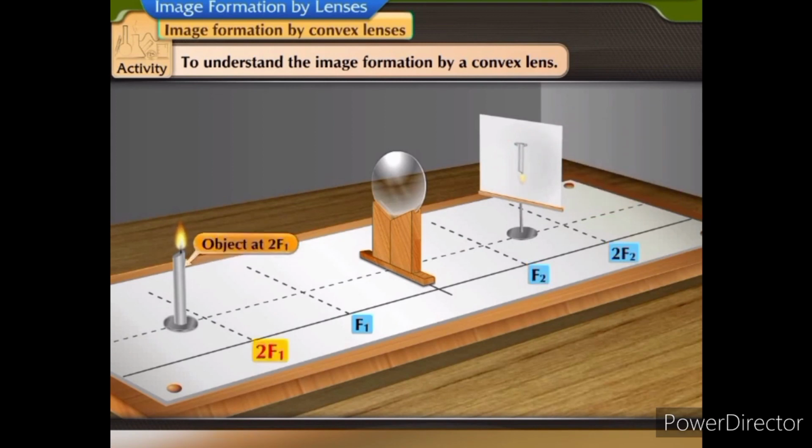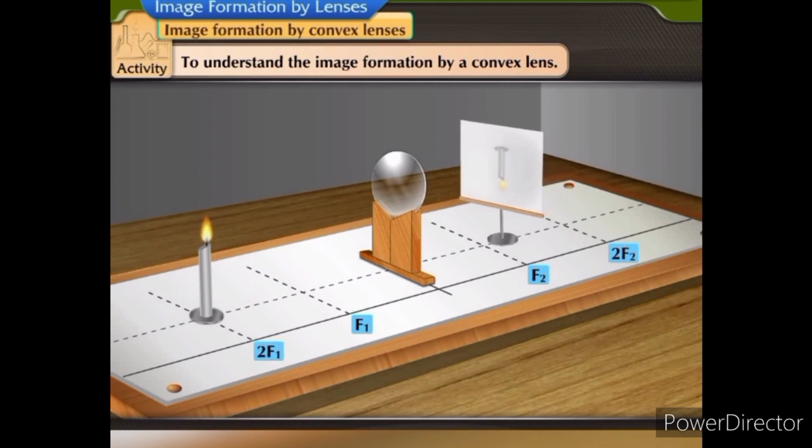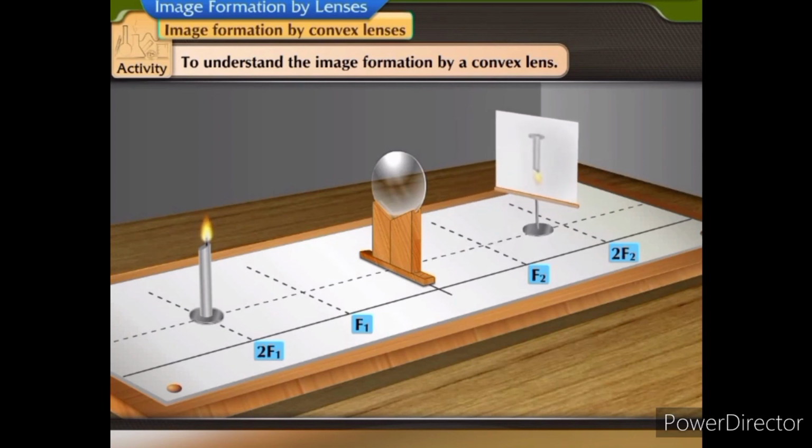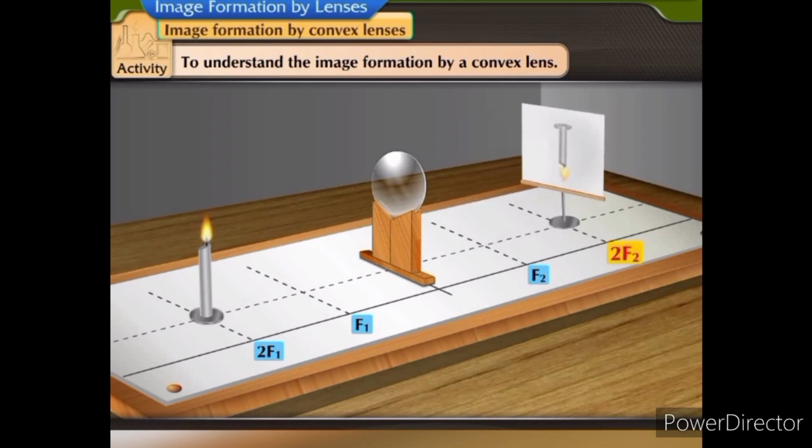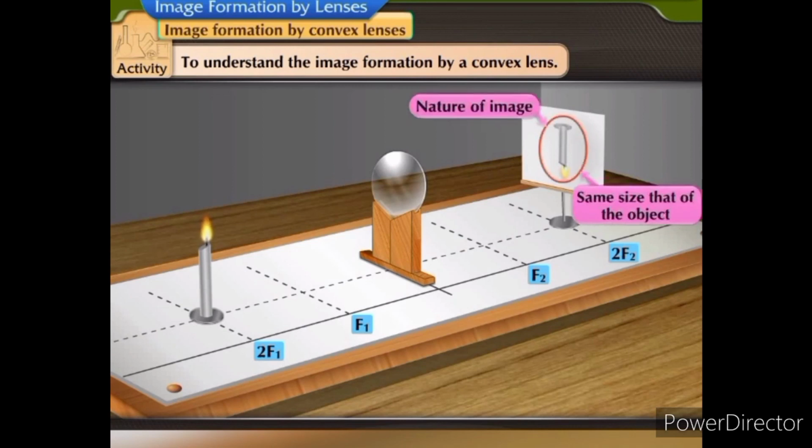Object at 2f1. Place the burning candle at 2f1. Adjust the screen distance from the lens. The sharp image of the candle is obtained at 2f2. The image is of the same size as that of the object. The nature of the image is real and inverted.